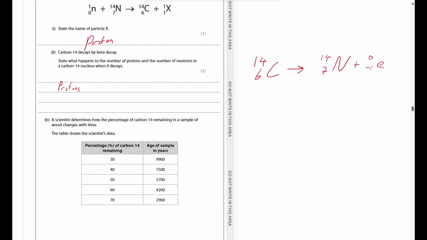So here I'm saying that the proton number has gone up from 6 to 7. Before, we had 8 neutrons. 14 minus 6 is 8 neutrons. And then afterwards, we had 7 neutrons. 14 minus 7 is 7 neutrons. So we've lost a neutron. So that's how we've not changed the mass number. The proton number has increased by 1, but the neutron number, in order to keep the mass the same, has had to go down. We've gone from 8 neutrons to 7.